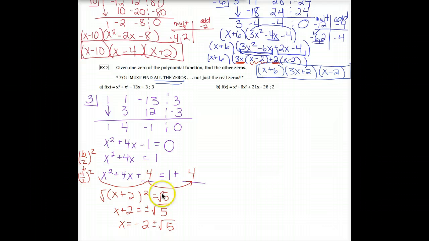And then it says find all the zeros. Don't forget to list the one that they gave to you. So this polynomial function has 3 zeros. You need to make sure you are listing all 3 of them. 2 of them are right here because the plus or minus is 2 separate answers, and then the other one is the one that they gave us, so x equals 3.